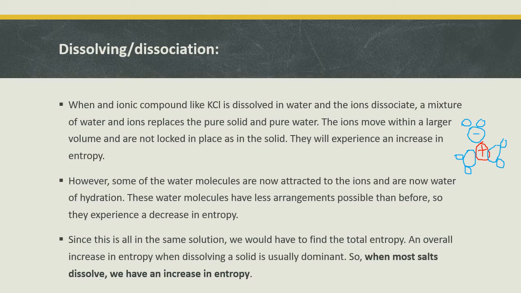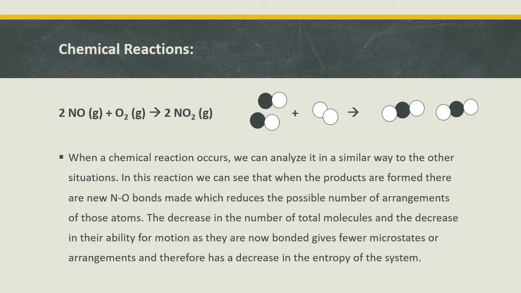So we've looked at some state changes, and now we've looked at dissolving things. And our next stop is chemical reactions. So in a chemical reaction, we can analyze it in a similar way to other situations. In this reaction, we can see that when the products are formed, the NO2, there are new nitrogen-oxygen bonds that we've made. We've already had one nitrogen-oxygen bond, so we'd be creating one here and one here to get that second bond of our atoms.